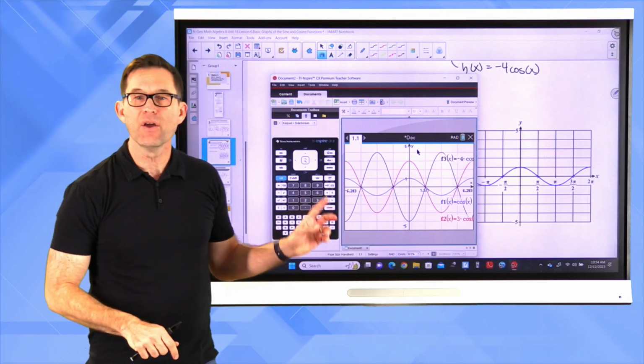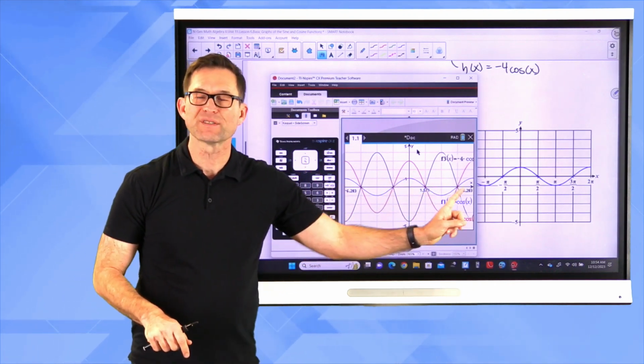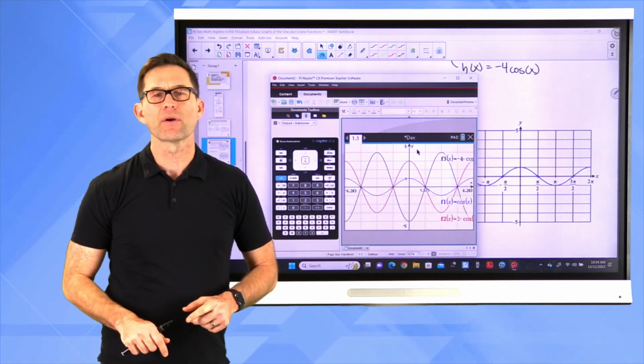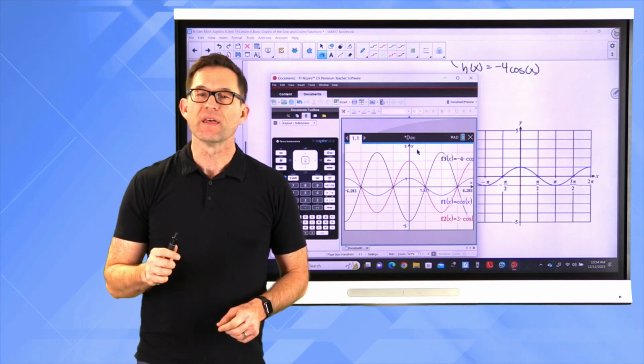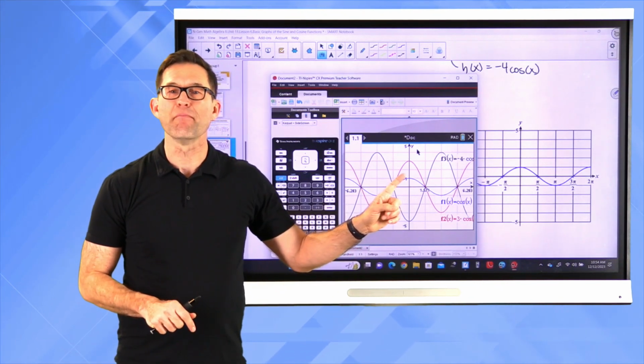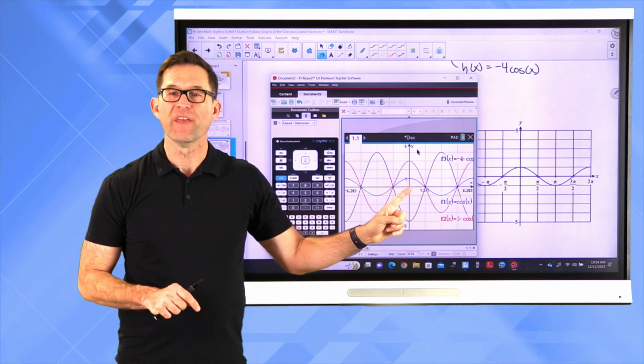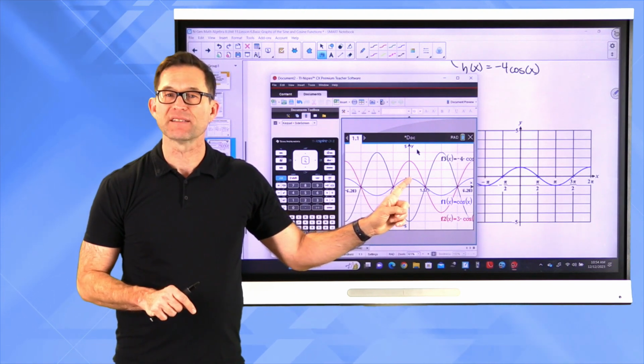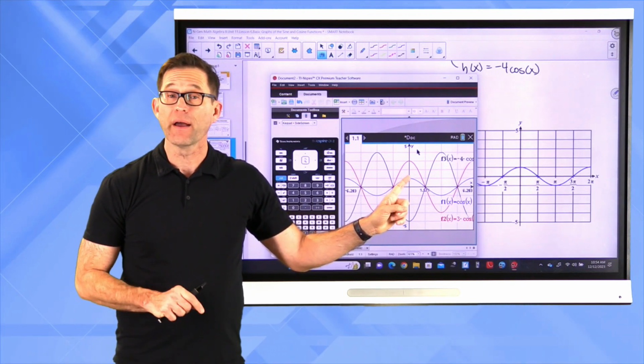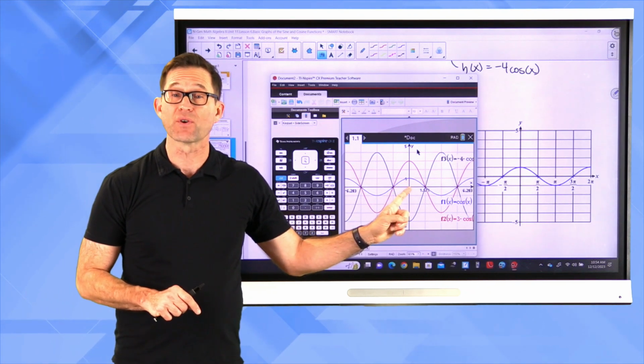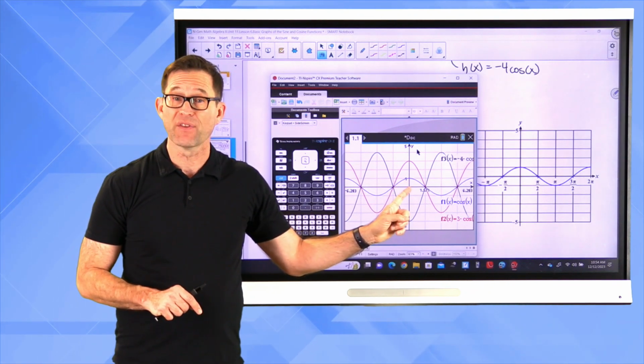Right? And again, notice the basic waveform, cosine x. By the way, one thing that you're going to want to know right away is that cosine starts at its maximum. And by starts, I mean the y-intercept is at its maximum, 1. The sine graph actually starts at what's called its midline. It starts at the origin.